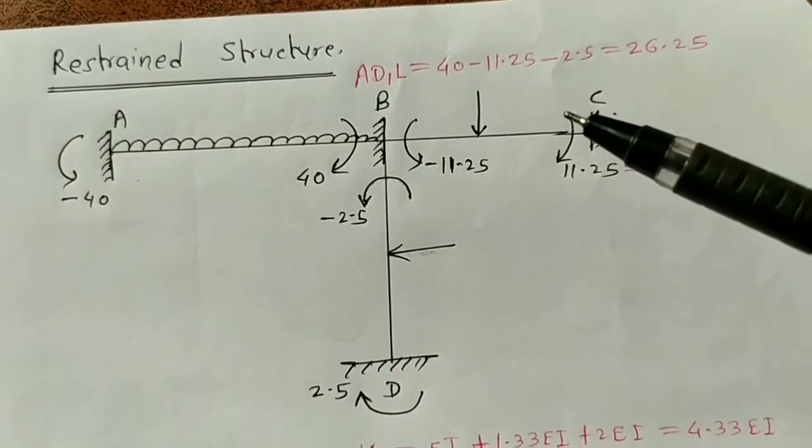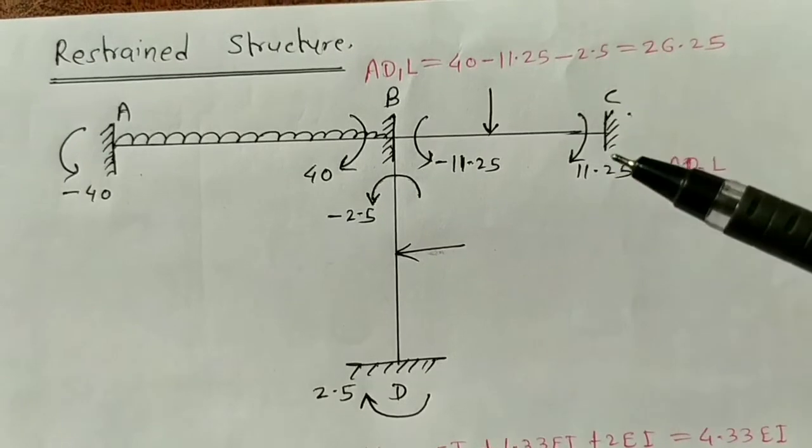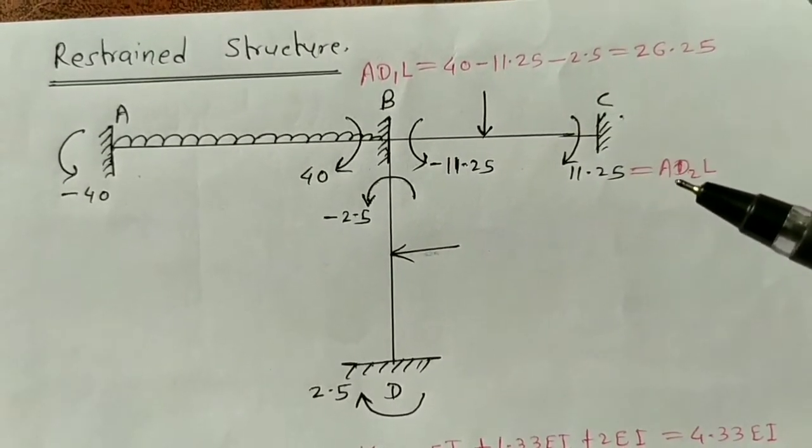AD2L means we consider the second position. Second position is theta C. So at this position, we consider a moment, that is AD2L.